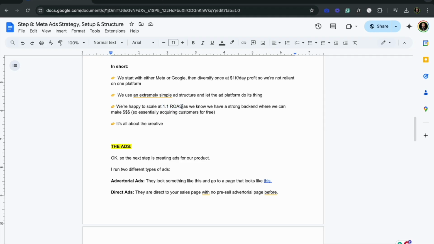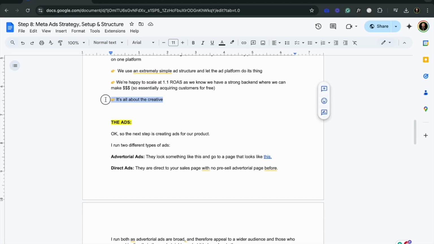Your ad creative must be pretty basic to even get that. So again, we're going to start off small, so don't worry about those big numbers I've just mentioned, but just in terms of the mindset, as long as the ads are making money, I'll keep scaling it. And also, if you have a strong back end offer, you're essentially acquiring customers for free.